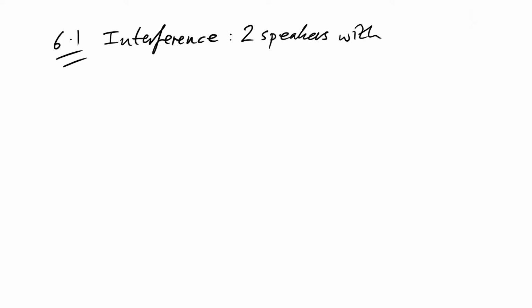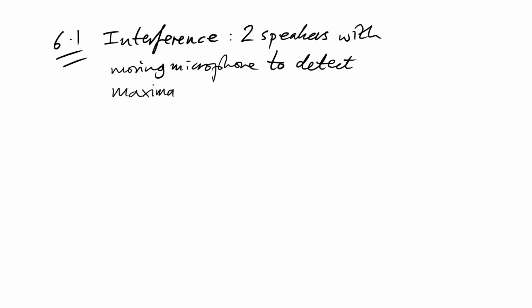So how do we find the wave nature of sound? We should probably use interference. I would say two speakers with a moving microphone to detect maxima and minima, therefore proving that it is a wave. The mark scheme says you could use diffraction around a door, but I think that's a bit naff personally. This would be a better thing to say.